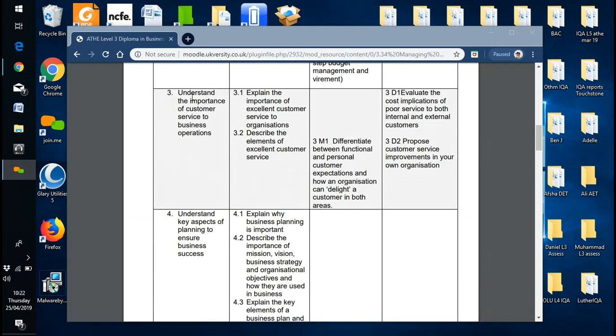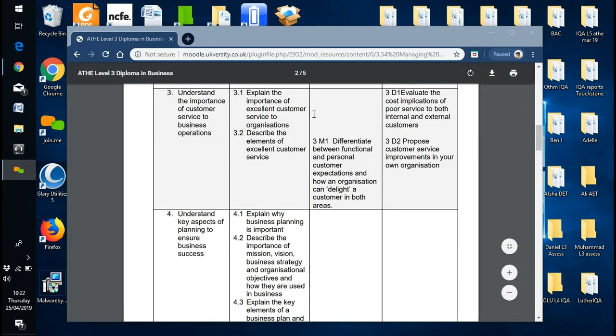So LO3 is about customer service: explain the importance of excellent customer service to organisations and describe the elements of excellent customer service. Differentiate between functional and personal customer expectations and how an organisation can delight a customer in both areas. That means going above and beyond. Evaluate cost implications of poor service and propose customer service improvements in your own organisation.